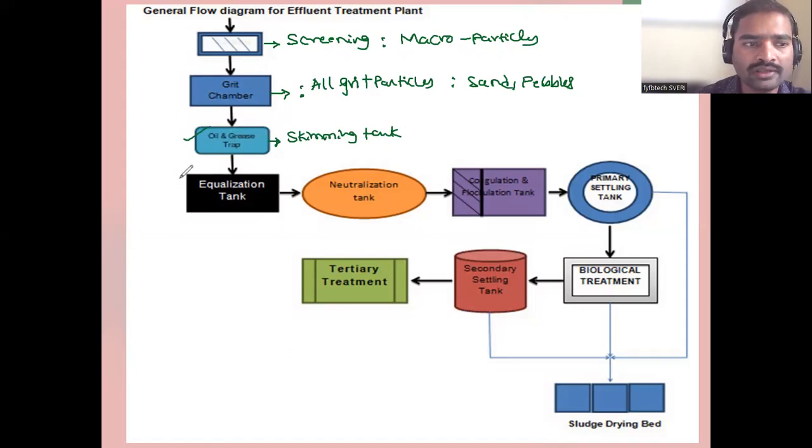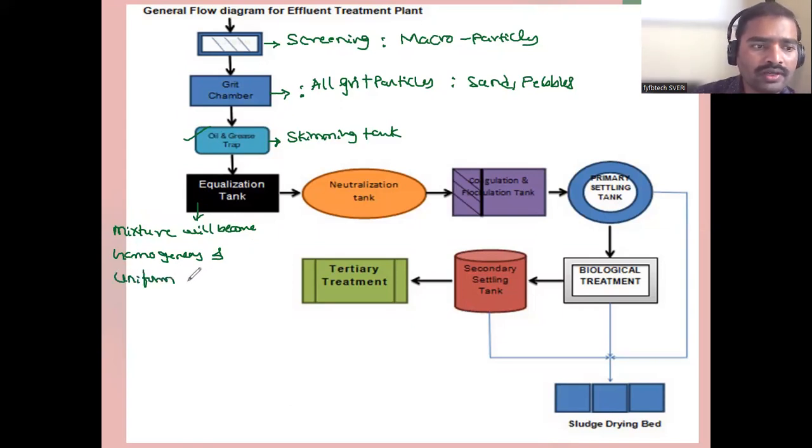Next, after the skimming tank, the waste is brought to the equalization tank. So what will happen in the equalization tank? The mixture will become a homogeneous mixture. Whatever waste material is coming, the mixture will become homogeneous, and it will bring a uniform temperature.